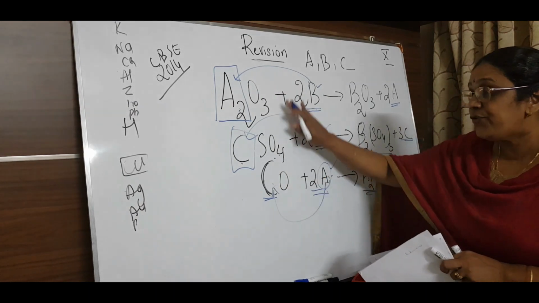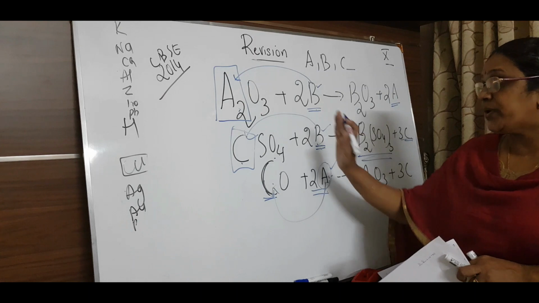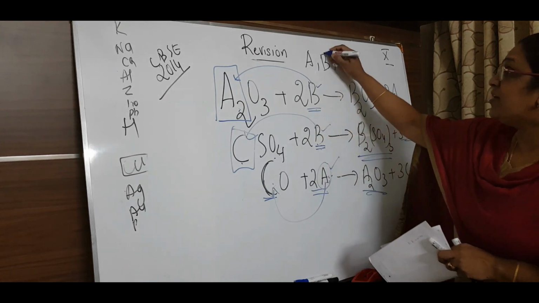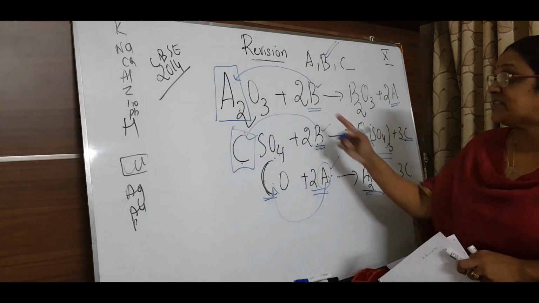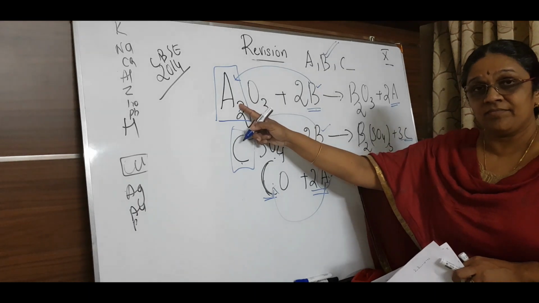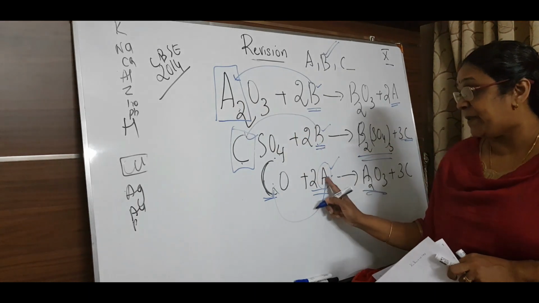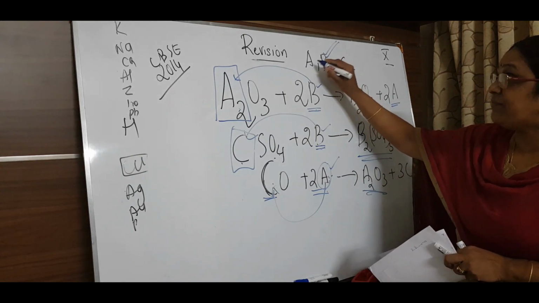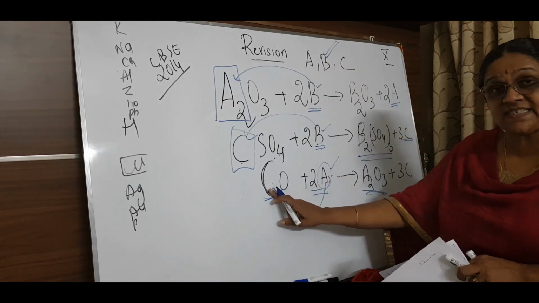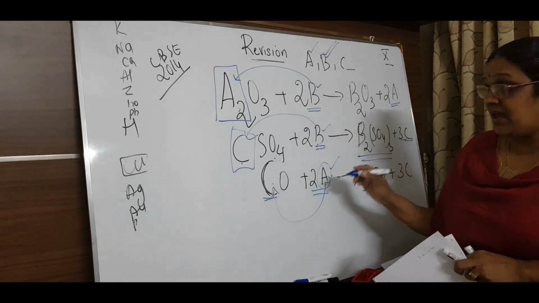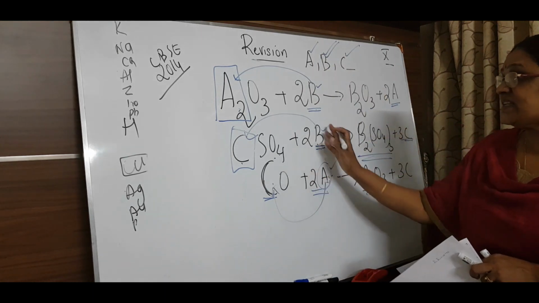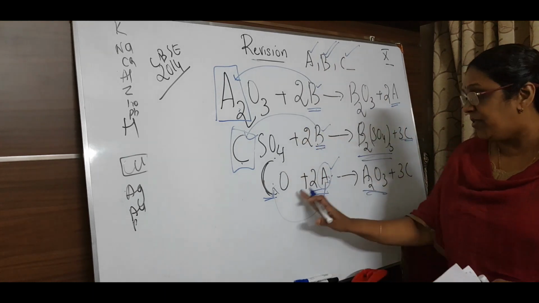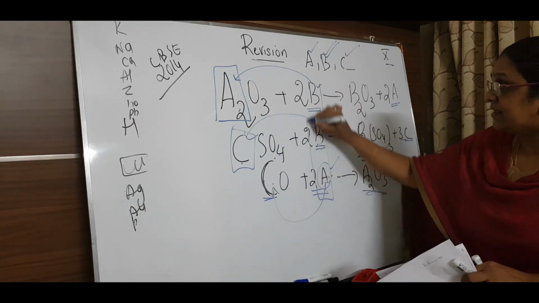Now if you know this funda, you can say which is more reactive. B is the most reactive because it displaces A, isn't it? And A displaces C. So B is most reactive, then comes A because A is displacing C. And the least reactive is C because C is not displacing any metal.